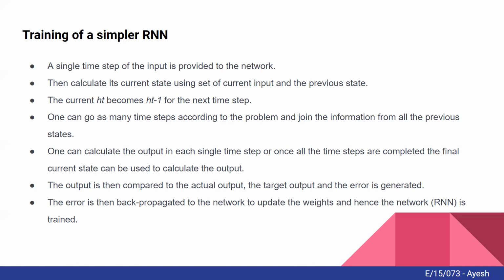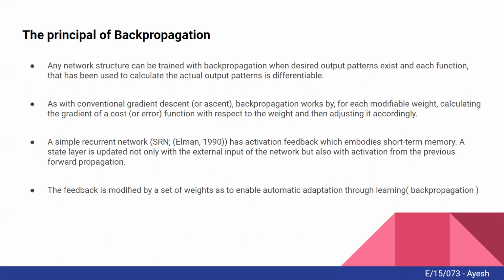The output is then compared to the actual output, the target output, and the error is generated. The error is backpropagated through the network to update the weights, which we will explain in the latter part of the presentation, and hence the network is trained. So let's go to the next slide.